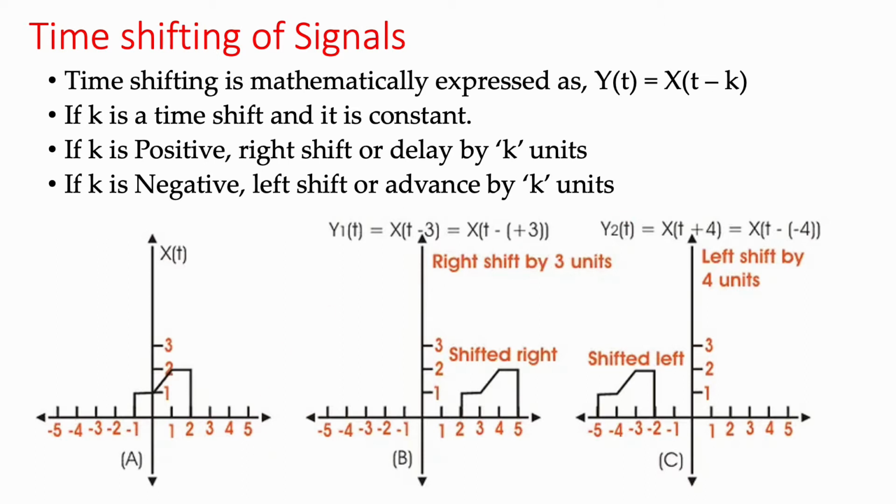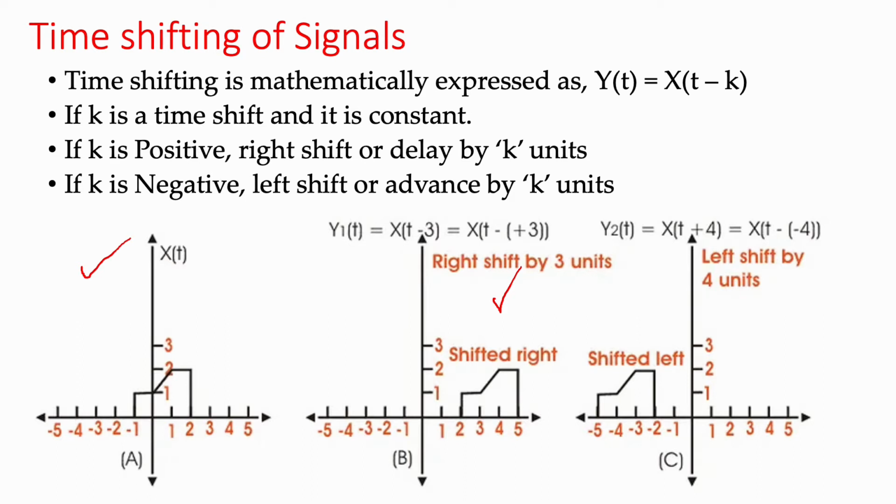You take a signal. The signal is x of t. You look at the signal. Here the k is 3. Clear? K is 3. If k is positive, right shift by 3 units. So the given signal is shifted towards the right by 3 units. That is this part. Right shift is also known as delayed by 3 units.